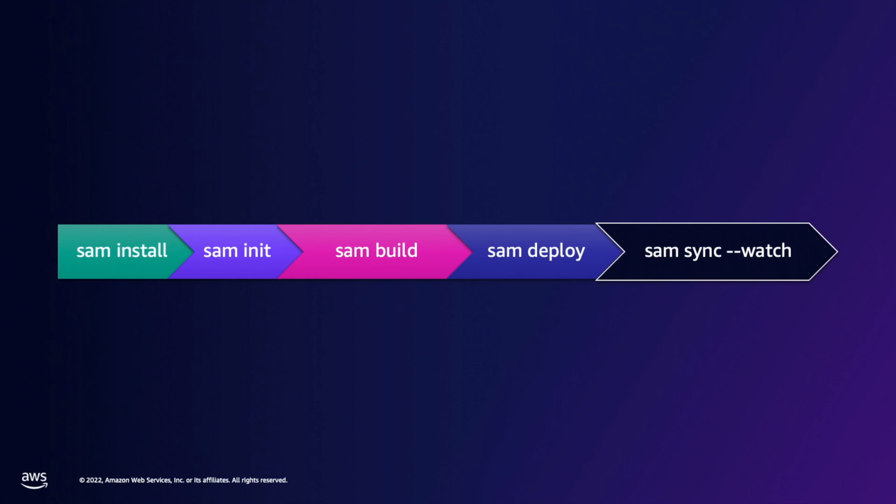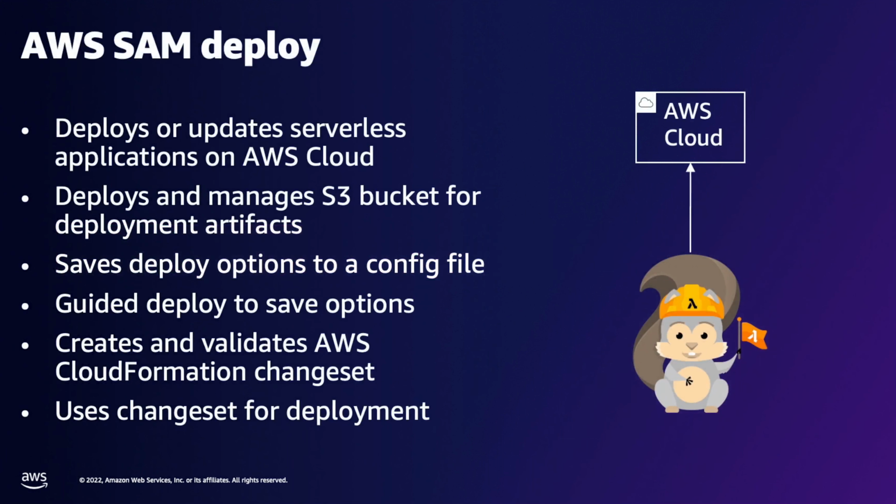All right, so next you need to deploy your application. You can do that with SAM deploy. So this deploys or updates your application on the cloud. It manages the S3 bucket for deployment artifacts, and it saves all the deployment options to a configuration file.